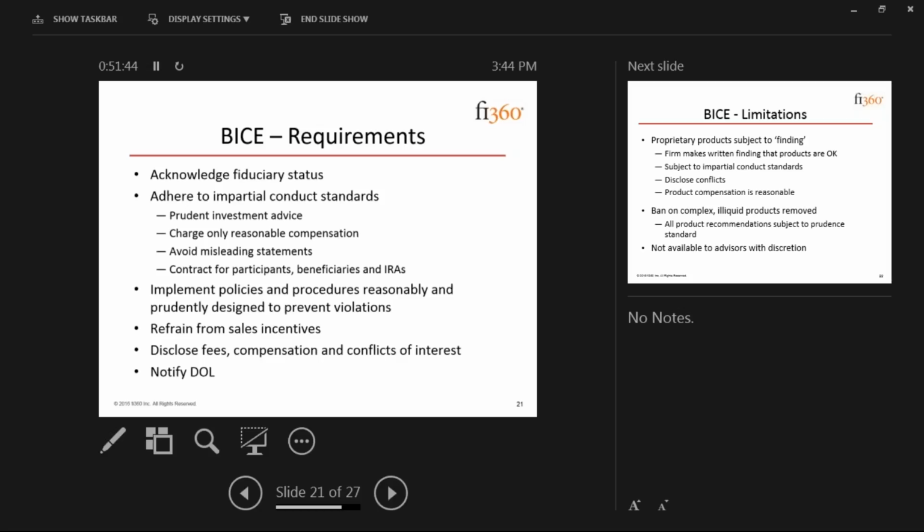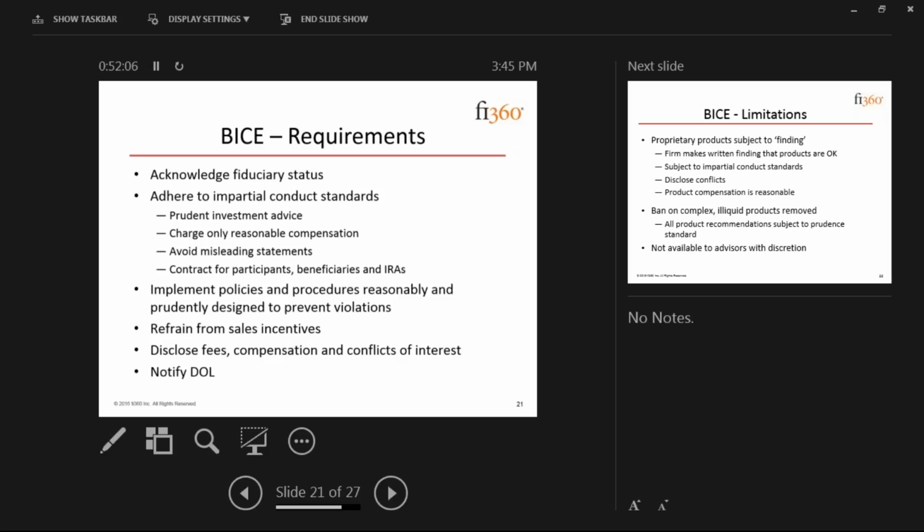Again, disclosing fees, compensation, and conflicts of interest. For the plans, that's not new, and that's fiduciary, and that has been in place for the plans since 408(b)(2) was passed. Rule 408(b)(2) was passed in 2012. This will be a little different for the IRAs, and again, that will be new for those that are only operating with the IRAs. The last bullet point is notifying the DOL.